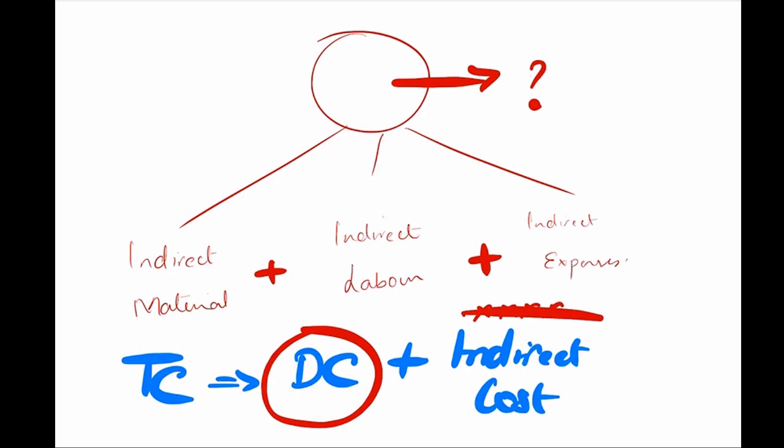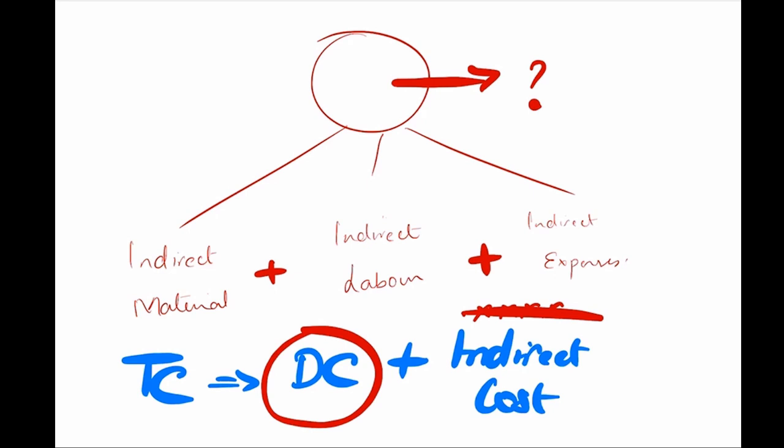production, selling and distribution, administration, research and development. So I have classified my overheads into four categories based on the functions.